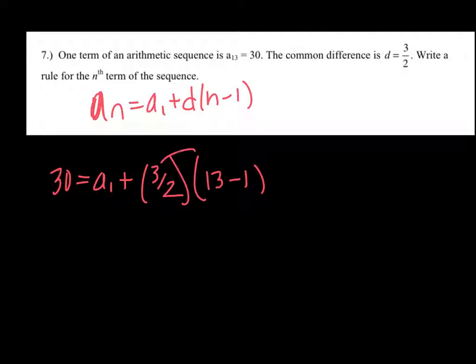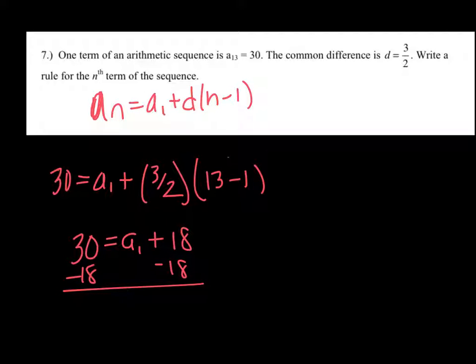So I'm going to distribute my 3/2. I'm going to try to solve for that first term because we need the first term to be able to write our rule. So 3/2 times 13 minus 1. Well, you don't necessarily have to distribute because 13 minus 1 is just 12. So 12 times 3 gives us 36 divided by 2 gives us 18. Subtract 18, and we get 12 as your first term.